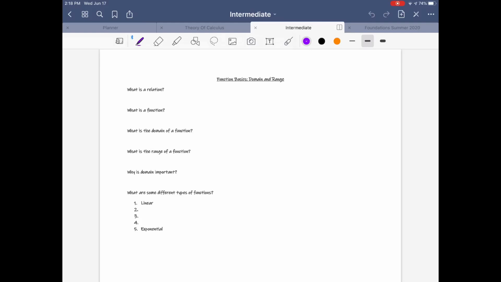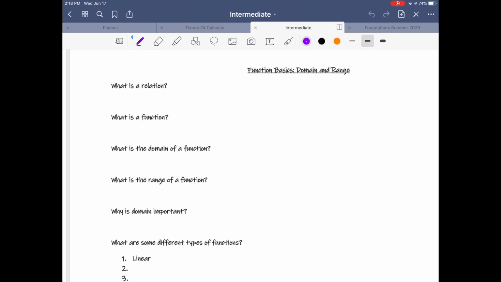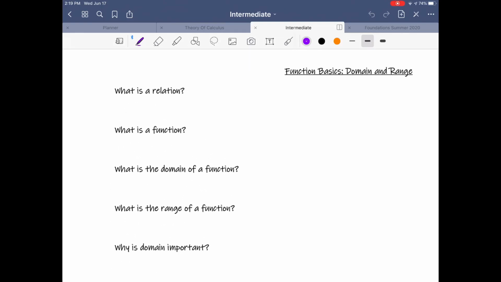This is a video on function basics, domain and range. So we need to cover first a few things before we get into domain and range. What is a relation? A relation is any set of points. So there doesn't really have to be any restrictions on a relation. But a function does have restrictions.